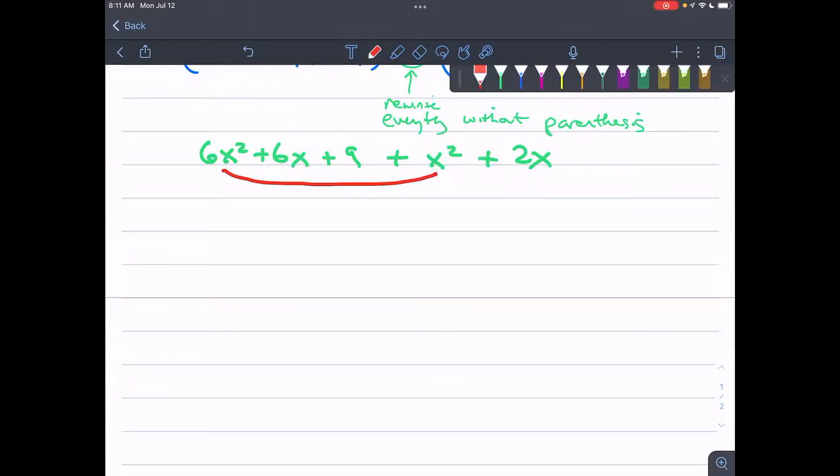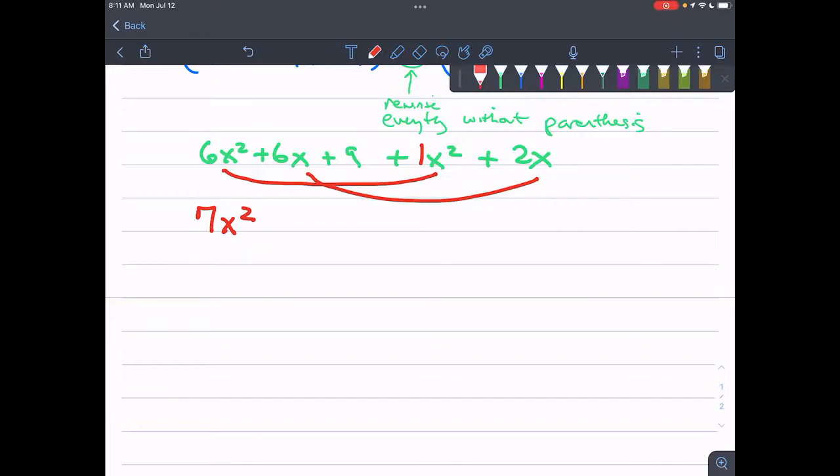I'm going to draw a little line, putting them together. So 6x squared. Don't forget there's a 1 in front of that x squared. So 6x squared and 1x squared is going to be 7x squared. Also, the 6x and the 2x we can put together. The variable part doesn't change when you're adding. You're just putting the numbers out front together. So the 6 and the 1 become 7x squared.